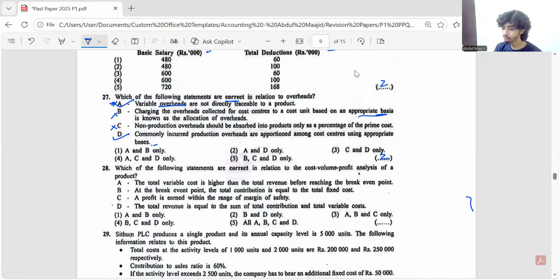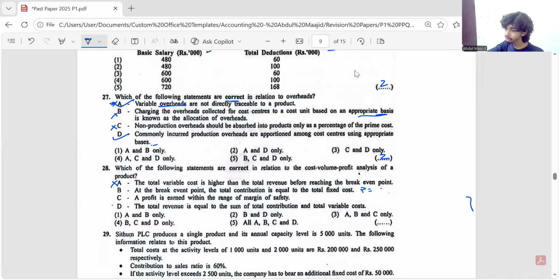Which of the following statements are correct in relation to CVP analysis, the marginal costing? A, the total variable cost is higher than the total revenue before reaching break-even point. Total cost is higher than the total revenue before reaching break-even point is correct, but total variable cost is higher than total revenue is wrong. Always the total revenue will be more than your total variable cost. So this is wrong.